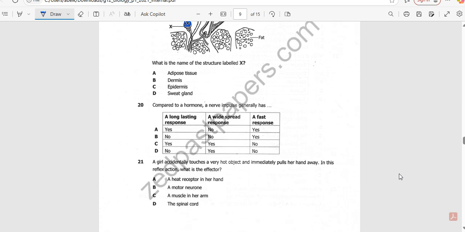Compared to a hormone, a nerve impulse generally has what? So nerve impulse is fast in the response compared to a hormone. Then fast response, yes. So we go with A and B. So we cut these out. Then widespread. Now we look at this widespread response. Then a long-lasting response. So yes, in terms of hormone.